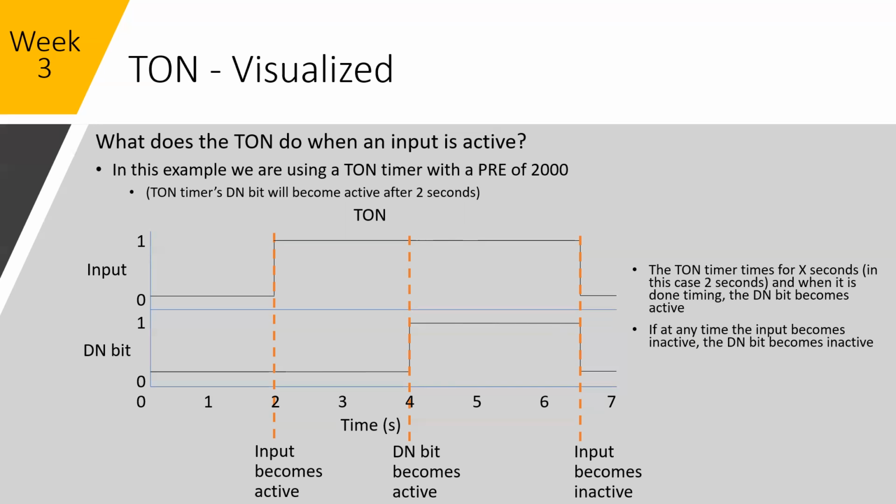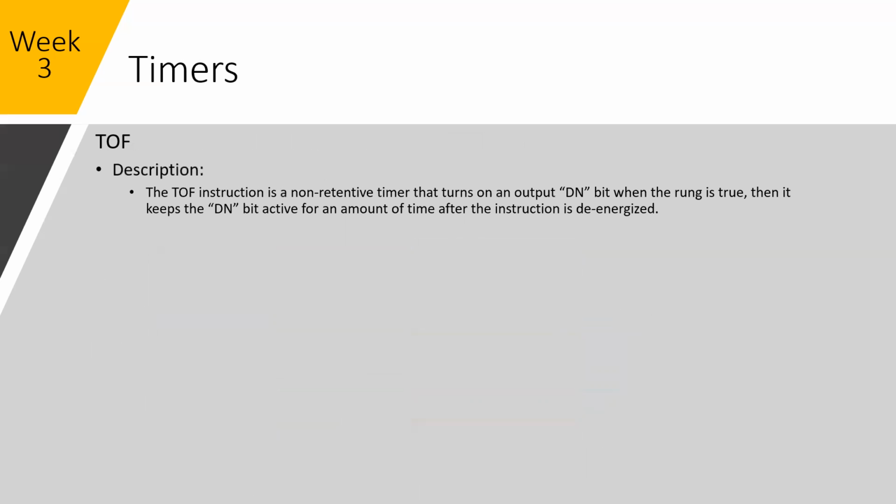So on timers, most people get on timers right away. Off timers, they are a little tricky. The T off instruction, or off timer instruction, is a non-retentive timer that turns an output on when the rung is true. Then it keeps the done bit active for an amount of time after the input de-energizes.